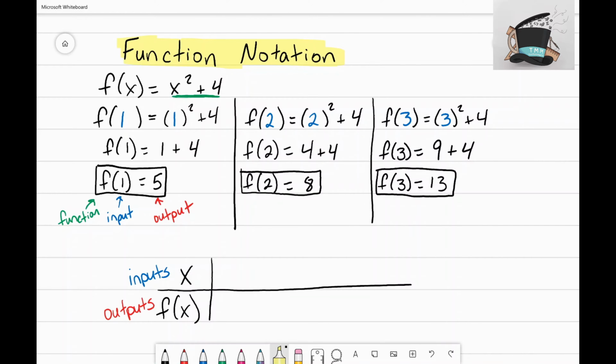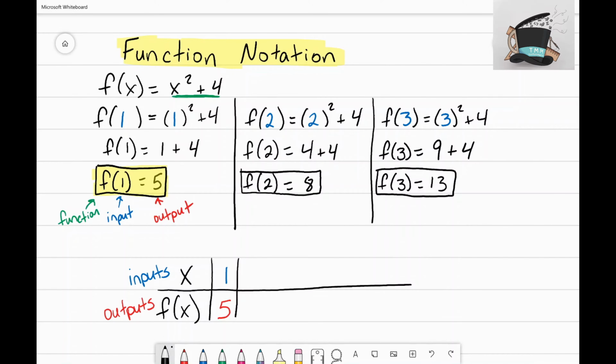Looking at our first example here, we solved f of 1, and we found out that f of 1 equaled 5. So what that means is that on my table here, my x value equaled 1. 1 was the input. When I put 1 into my function f, my output was a 5. So underneath the 1, I want to write a 5. And this shows me that when x is 1, my output is 5.